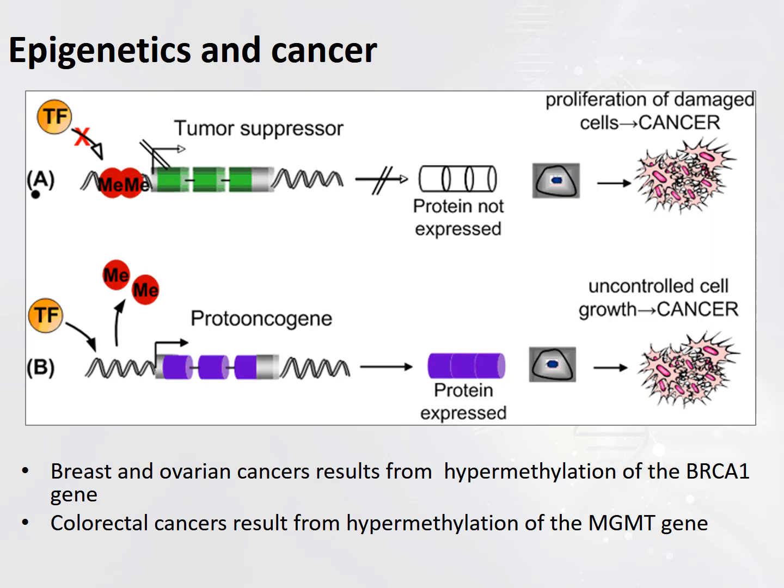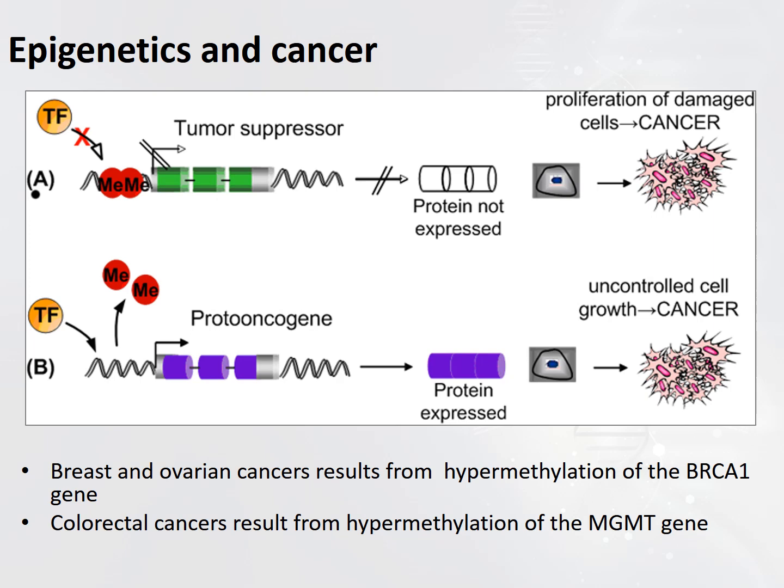So when we look at epigenetics, if we have methylation on a tumor suppressor gene, that tumor suppressor gene is turned off and it doesn't do its job, and it allows basically the uncontrolled proliferation of mutated cells, and therefore cancer formation.